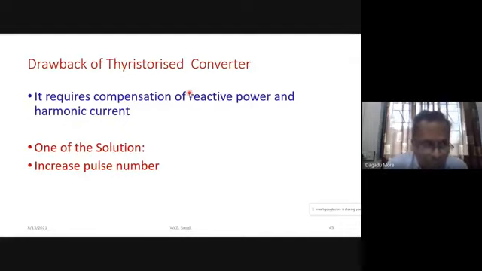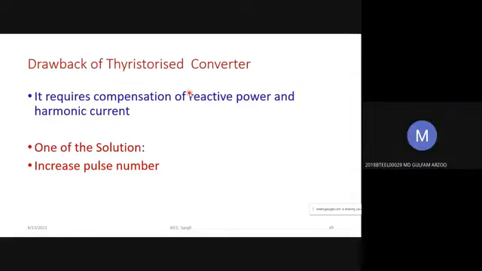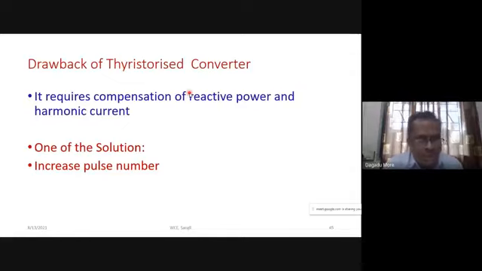And what is the other drawback of the converter? Anybody can tell? Injects harmonics in the source current. Okay, it injects harmonics into the grid or supply, and because of that, our grid voltage will be distorted, and this will affect the operation of sensitive equipment. And again the efficiency will decrease, and other disadvantages are also associated with the harmonic current.